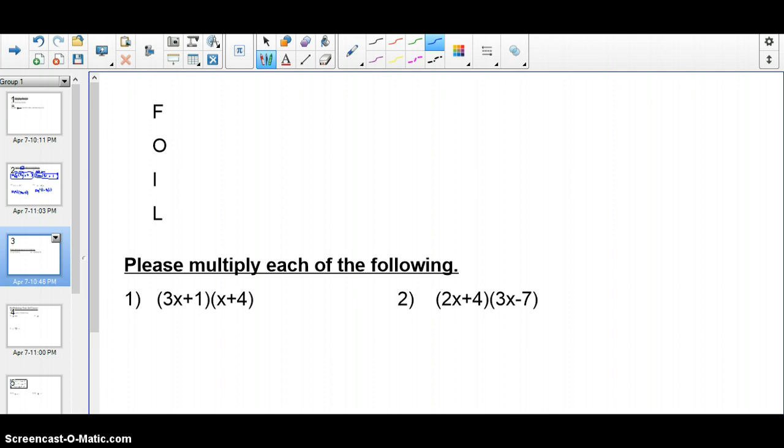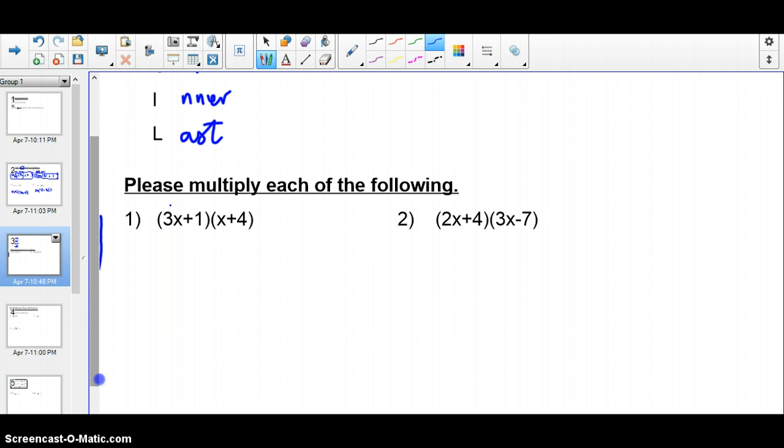Alright, so next thing we're going to review is FOIL. Make sure that everybody remembers how to FOIL, or multiply two binomials. So the F in FOIL stands for first, the O stands for outer, the I stands for inner, and the L stands for last. Okay, really quick, I'm going to review how to FOIL here.